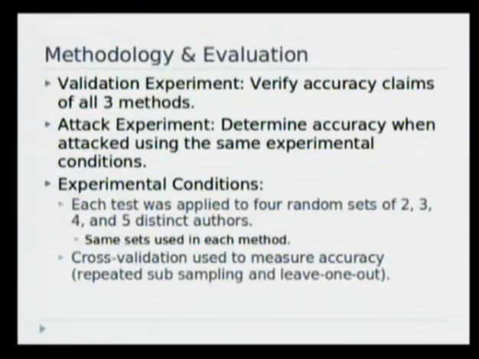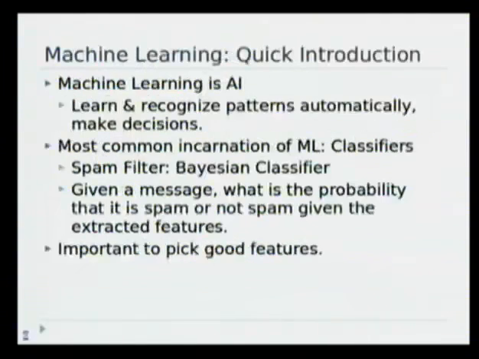And yeah, so now I want to go over the 3 methods that we evaluated. First, we did a validation experiment where we looked at the original 3 methods and tried to determine the accuracy of them and make sure it was as accurate as the authors of the original methods claimed they were. And then we did the attack experiment, where we determined the accuracy of these attacks against these methods. The experimental conditions were to have a set of 15 authors, but extract sets of 2, 3, 4, and 5 authors from that overall set. And the same sets were used in each method. And then we cross-validated all the results to try and get the most accurate numbers possible.